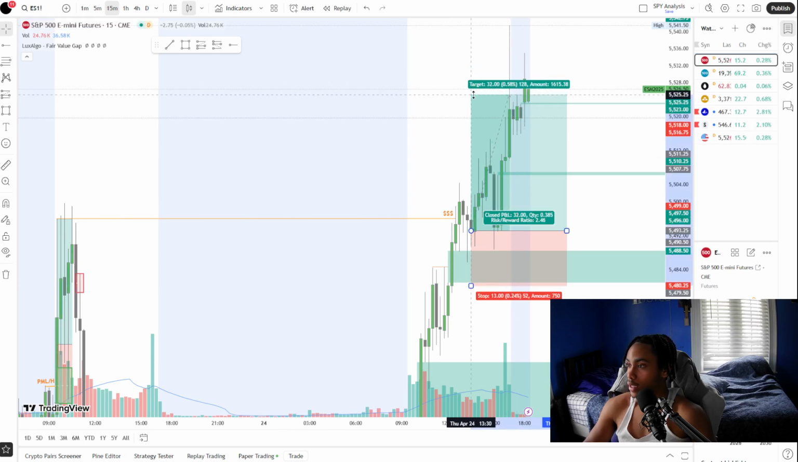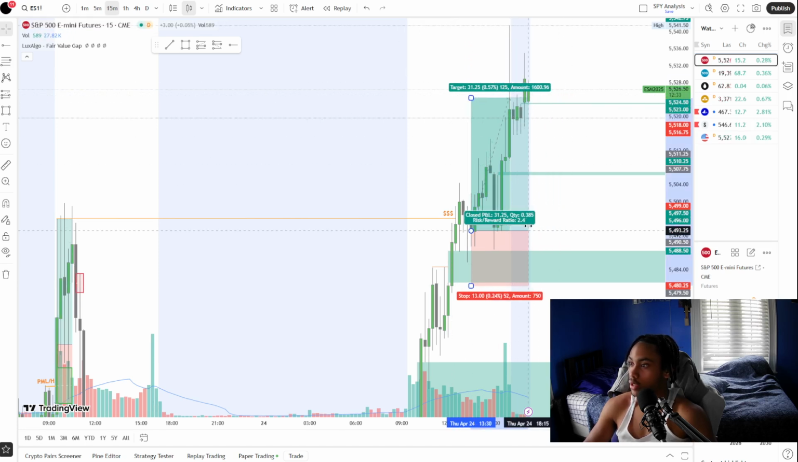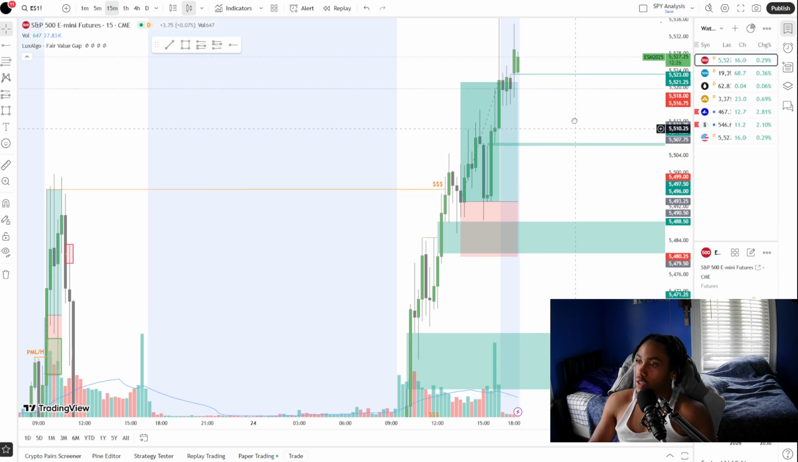Guys, this is not rocket science. These fair value gaps is a nice strategy. I advise all you guys to look into it. I advise all you guys to learn this strategy. Very good. Very safe strategy, guys.